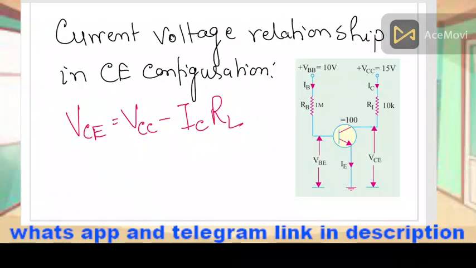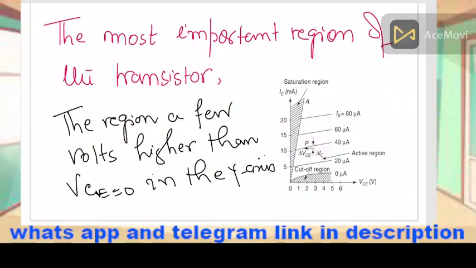So in a CE configuration, the current voltage relationship as shown by this diagram is relating Kirchhoff's voltage law. We are considering this equation. This is the collector emitter voltage, this is the collector biasing voltage, this is the collector current, and this is the load resistance. This equation will be of extreme use when we study the load line concept.